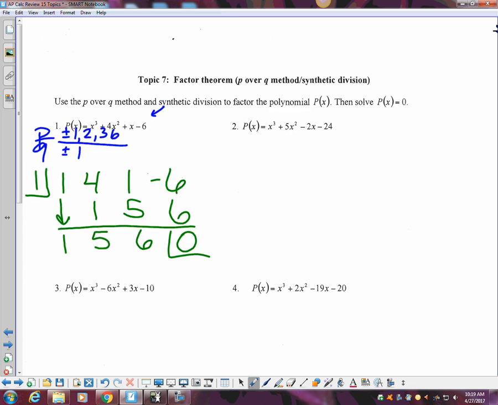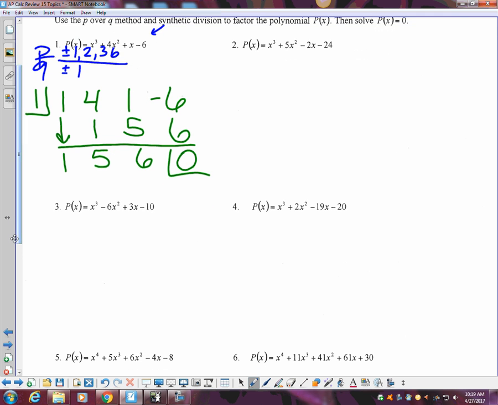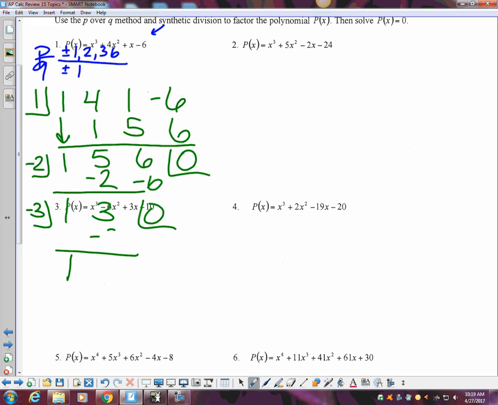Now, where else do we think it crossed? -2. Okay, now, all right, time out. Don't write. Just watch. I could take this line right here and go -2. So 1, -2, 3, -6, 0. And then who is the other one? -3. 1, -3, 0. I got zeros for all the remainders. I just proved that all 3 of them are solutions.